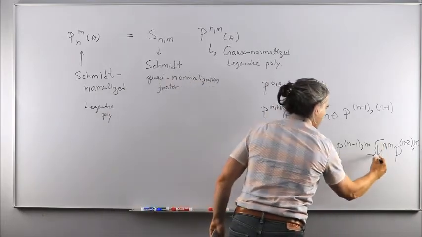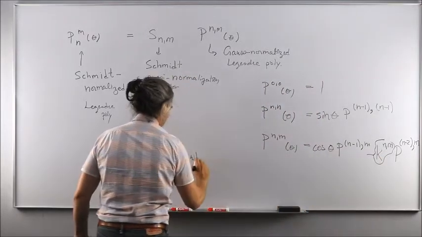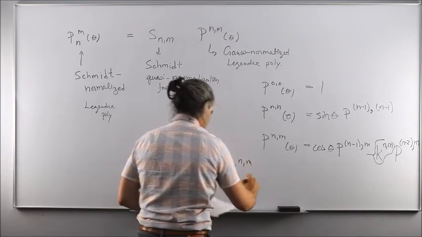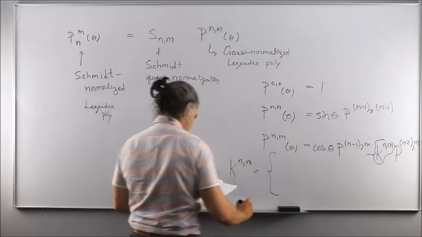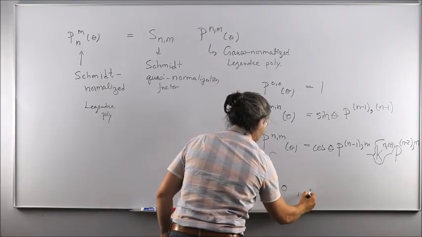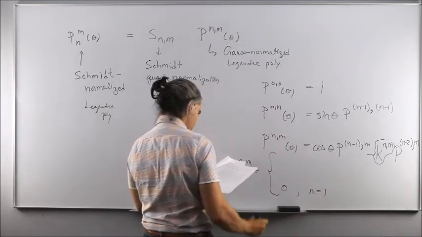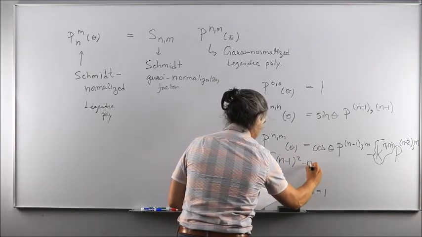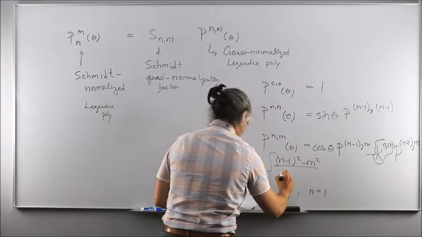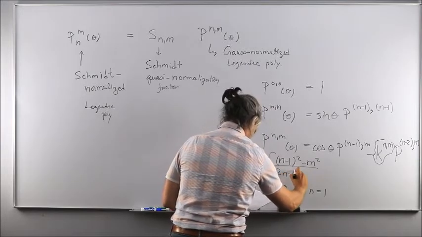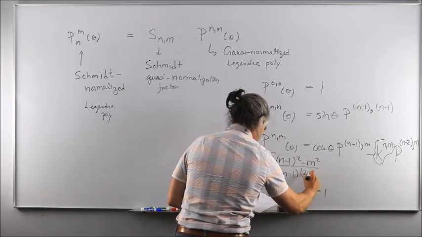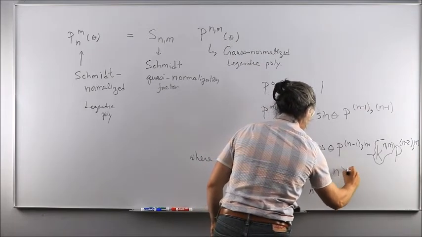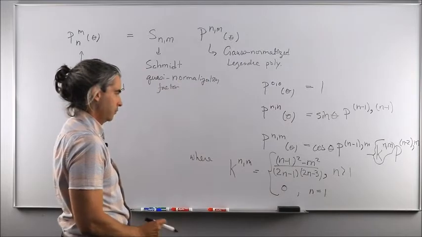Here we need to define the k factor, where k of degree n and order m is going to be equal to one of two things. 0 whenever the degree n is exactly equal to 1, or (n minus 1) squared minus m squared, all this over 2 times (n minus 1), times (2 times n minus 3), and that is whenever the degree is larger than 1. Poof. Okay.